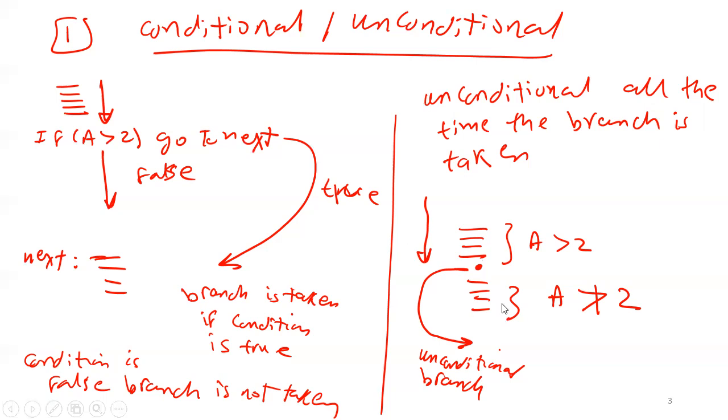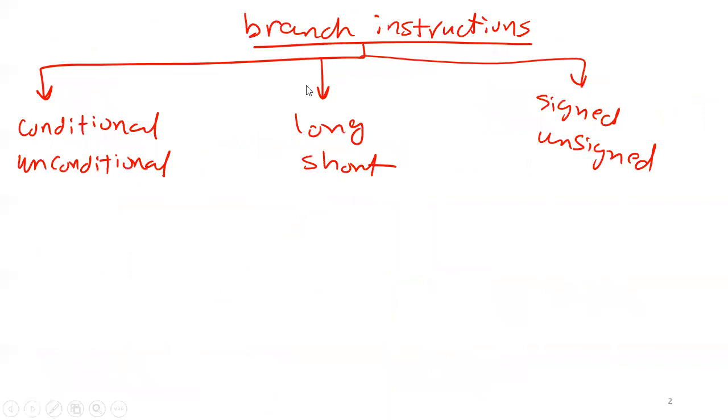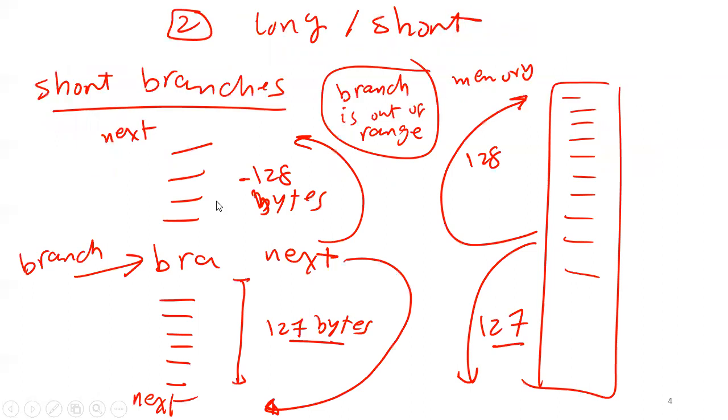Anyway, I'm going to explain later in detail about this. For now, I'm just making definitions so that later when I teach an instruction, I can tell you this instruction is conditional or this instruction is unconditional. You understand what I mean by conditional or unconditional. Next, I also talked about long and short branch instructions. What do you mean by long branch or short branch? That's what I'm going to explain.